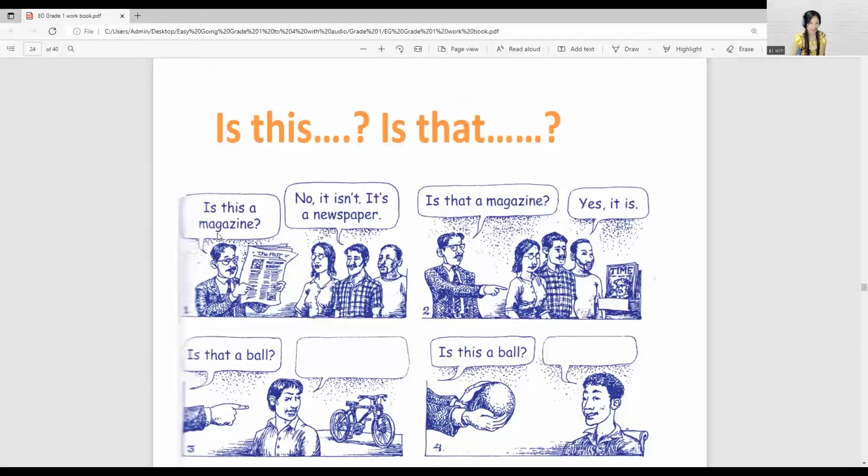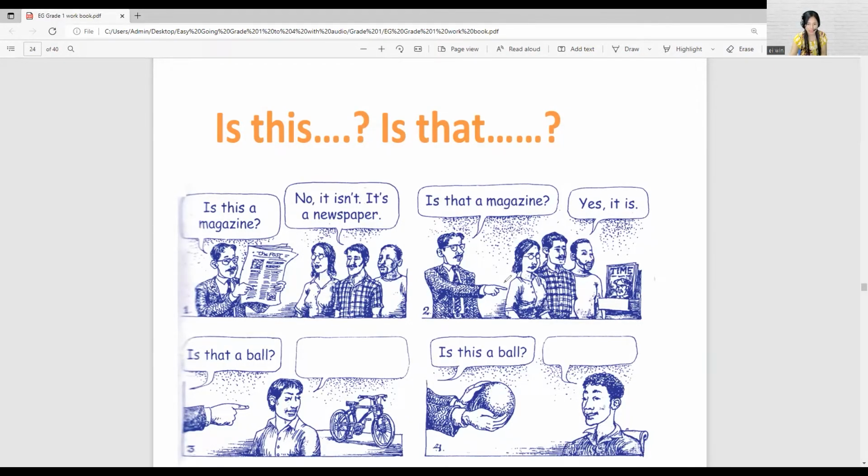Is this a magazine? No, it isn't. It's a newspaper. Number 2. Is that a magazine?